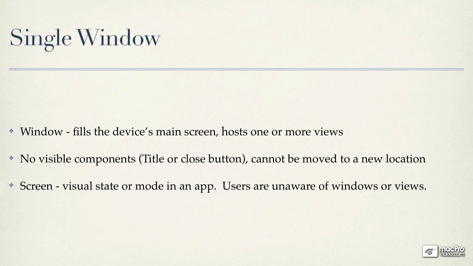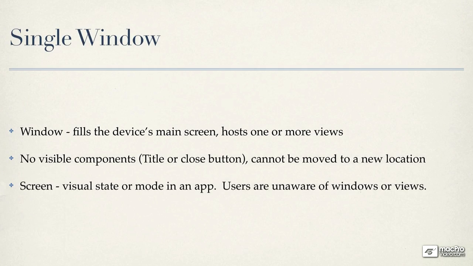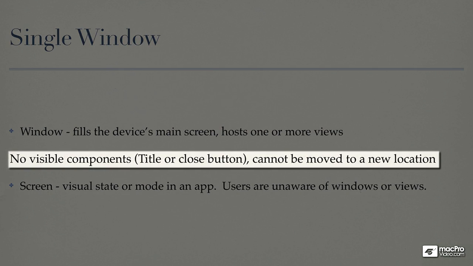We have an area that the user is seeing. We've got a couple terms for this area. We can refer to the window, which is what the user doesn't see. It's the area that hosts all the content that they would see. So it can host one or more views, and the views contain the content that the user interacts with. The window itself has no visible components. It doesn't even have a title or close button, can't be moved to a new location, and can't be resized.